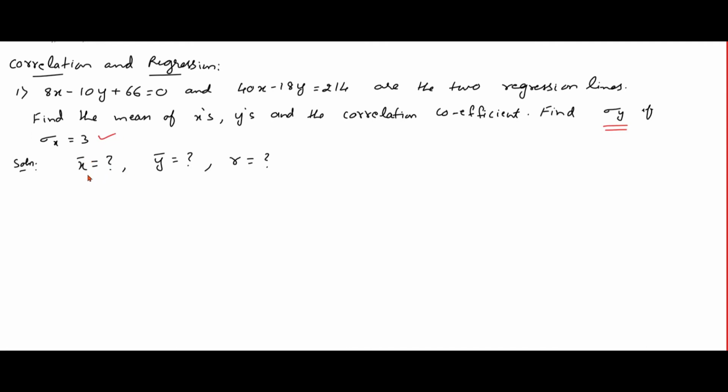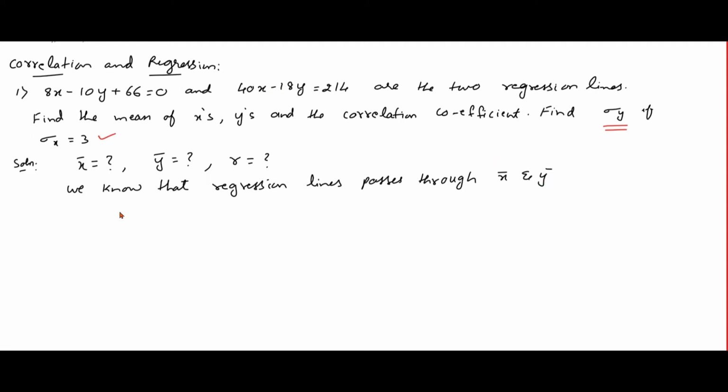First we'll find x bar and y bar, because we know that the regression lines pass through the mean value, through x bar and y bar. So x bar and y bar will satisfy these two equations. In place of x, I'll put x bar, and in place of y, I'll put y bar, and write down the equation.